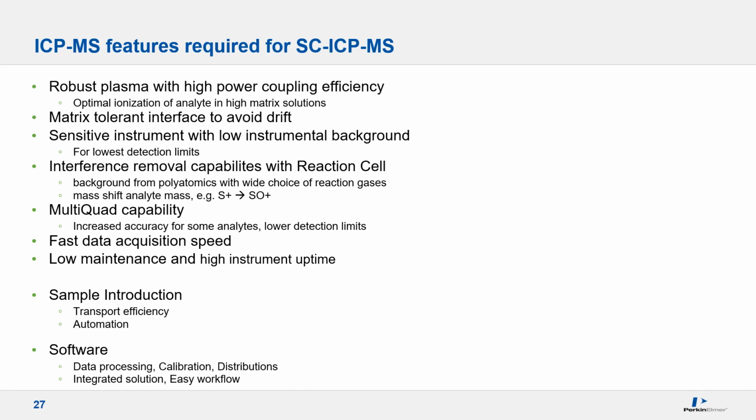Fast data acquisition speed is desirable because we're dealing with transient signals which are generated by the plume of ions which are released by single cells when they hit the plasma. And low maintenance and high instrument uptime are also desirable in order to carry out a sequence of experiments without needing to resort to cleaning procedures or replacement procedures during that time span. Furthermore, we want an adequate sample introduction system which is capable to transport our cells into the ICP-MS system, into the plasma, and software which is able to handle the data acquisition and data processing.